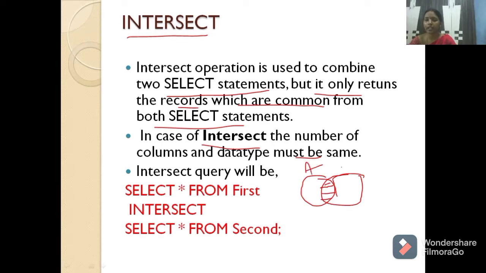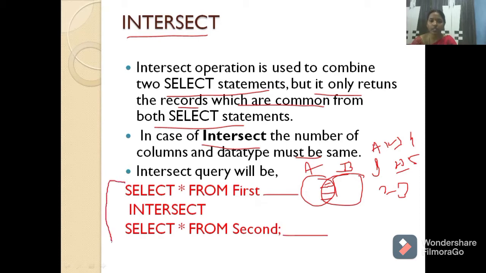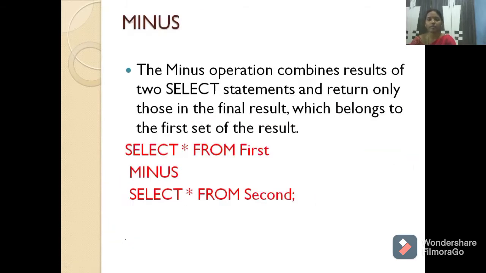Like this is table A, this is table B. For example, in set A you have 1, 2, 3, 4. In set B you have 2, 3, 5. So what is A intersection B? A intersection B is nothing but 2, 3. So the result set has the numbers 2 and 3. That is intersect. Here also you can apply the select statement with where condition, group by clause, having clause, order by clause, everything. But this definition is the simple version.